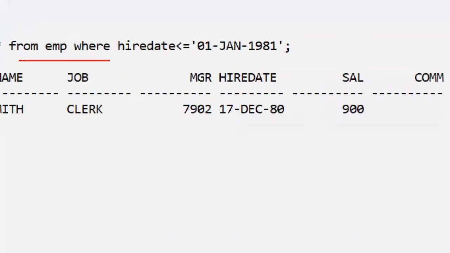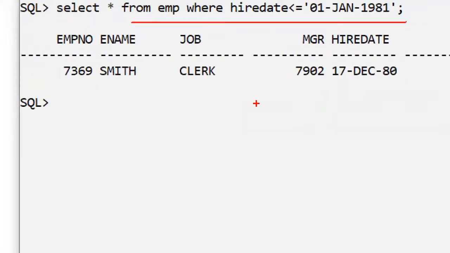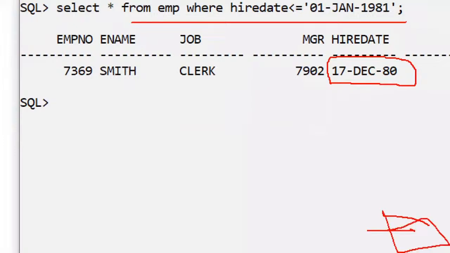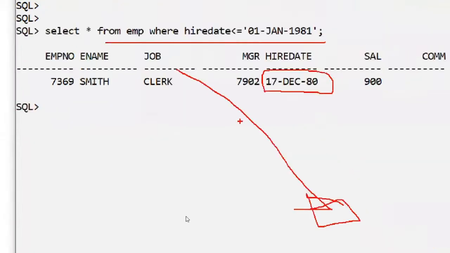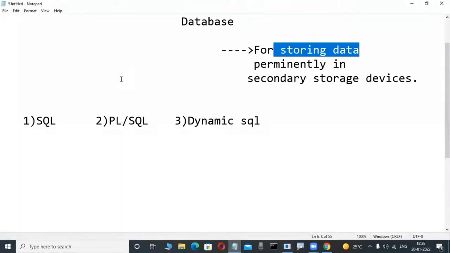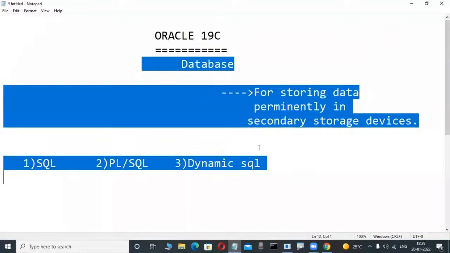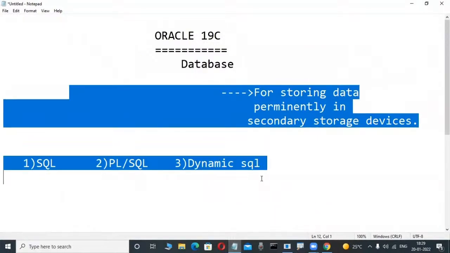With a single line of code, the employees who joined before 1981 are automatically retrieved from the database. That is why efficient data retrieval is so powerful. This is only possible through these databases and these languages.